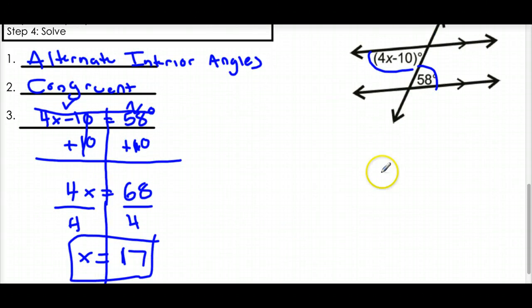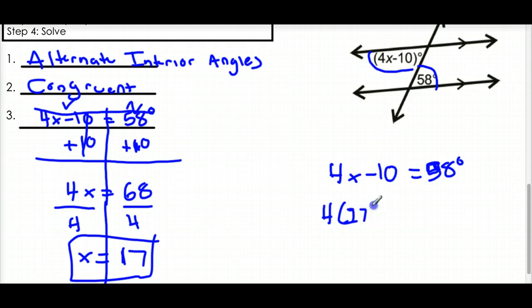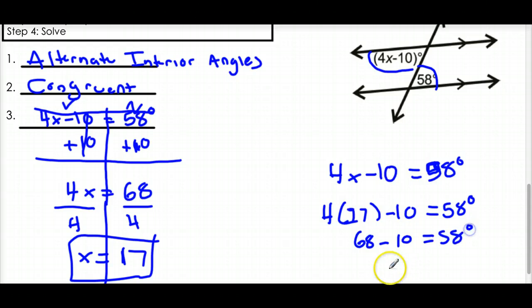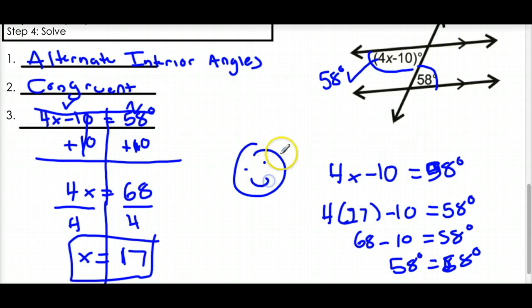Now, I always like to check my answer, so let's see if this works. This angle is 4x minus 10, and this has to be equal to 58 degrees, because they have to be congruent. Let's plug in x. 4 times 17 minus 10 should equal 58 if I want these to be congruent angles. 4 times 17 is 68, minus 10, which is equal to 58 degrees. And sure enough, 58 degrees is equal to 58 degrees. And I did this one right. Look how happy he is.